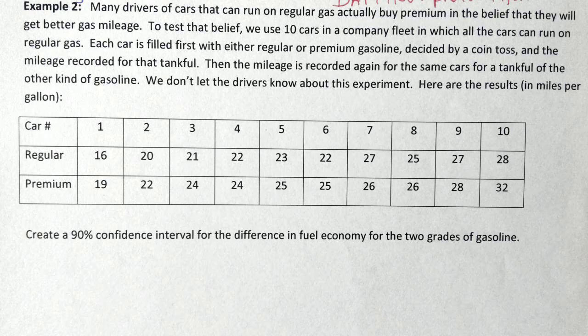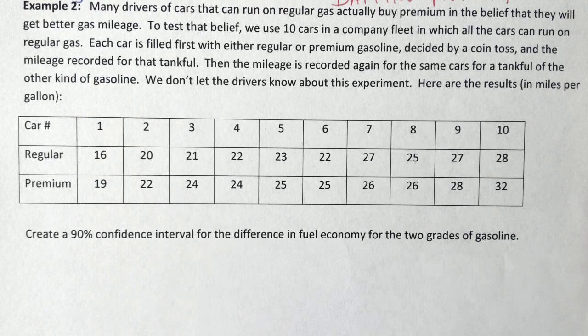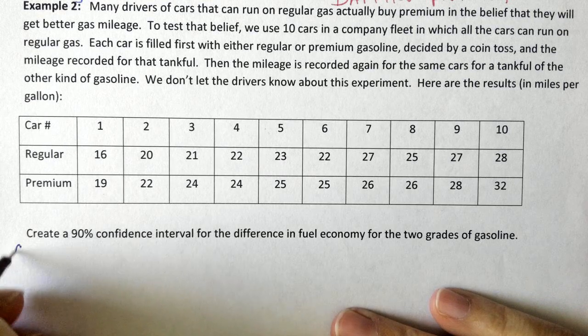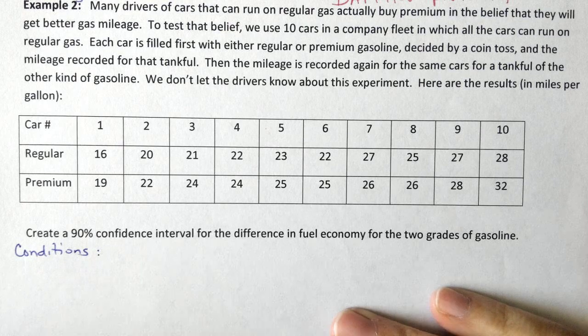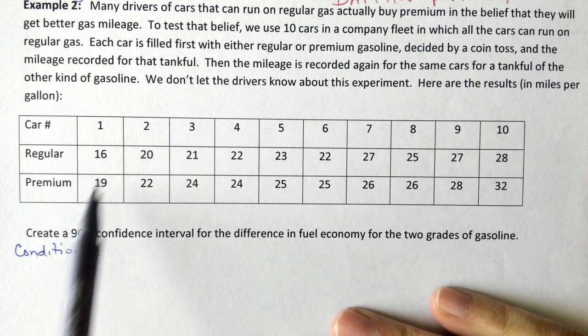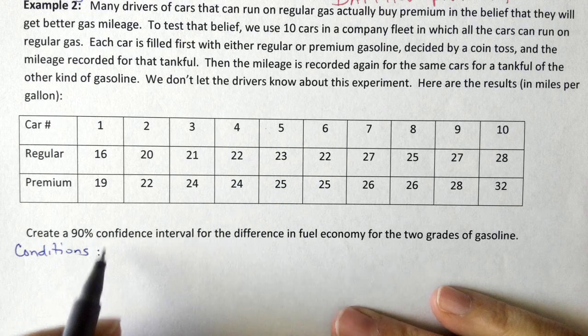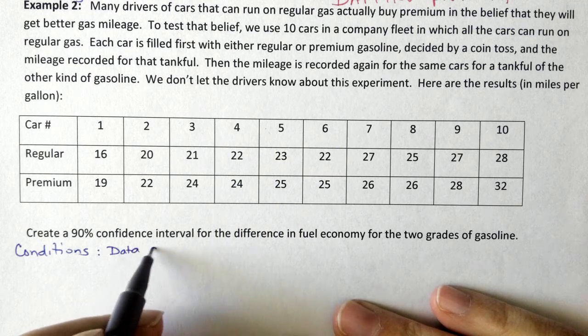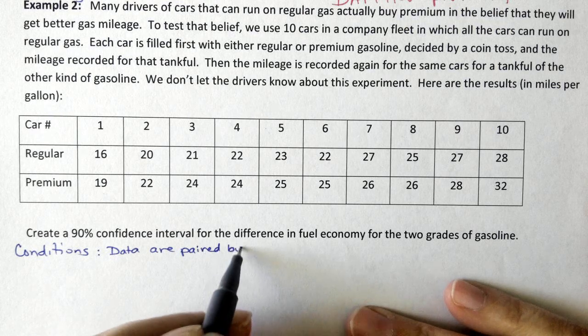So let's check conditions. Since this is a confidence interval, we don't have to write any hypotheses. We skip straight to conditions. We have 2 new ones. First of all, the data are obviously paired up by which car was used. So data are paired by car.